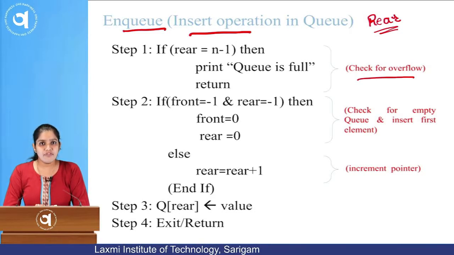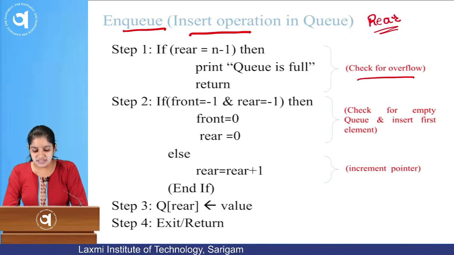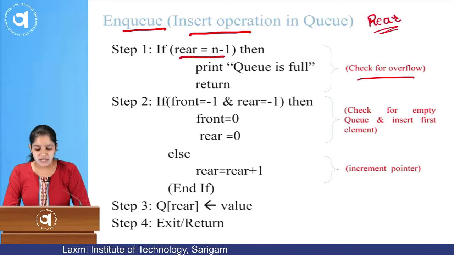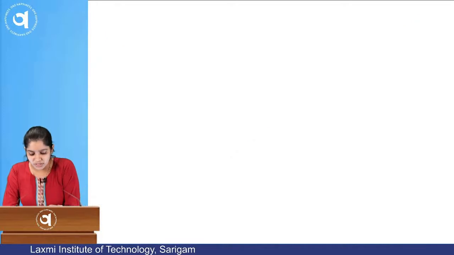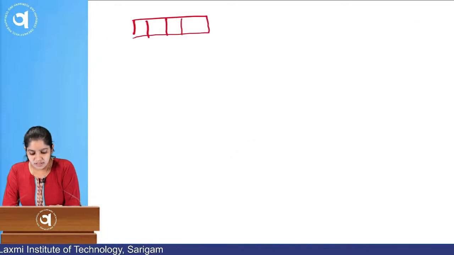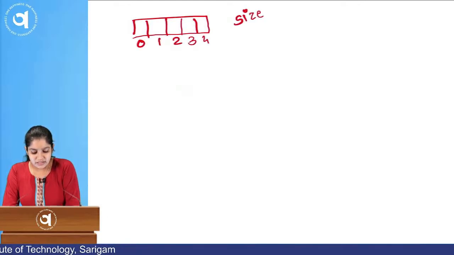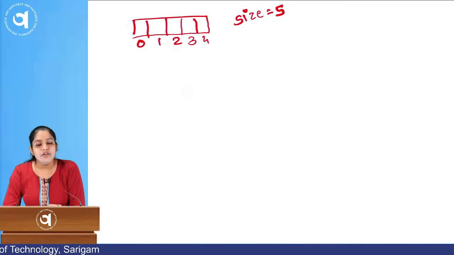Now how can we check for the overflow? So the simple condition is rear is equal to n minus 1. Simple, as you can see over here, my size is 6. Let me have it over here. Suppose this is my queue with 0, 1, 2, 3 and 4, with size 5, right. So, in only one situation I can say that my queue is full.